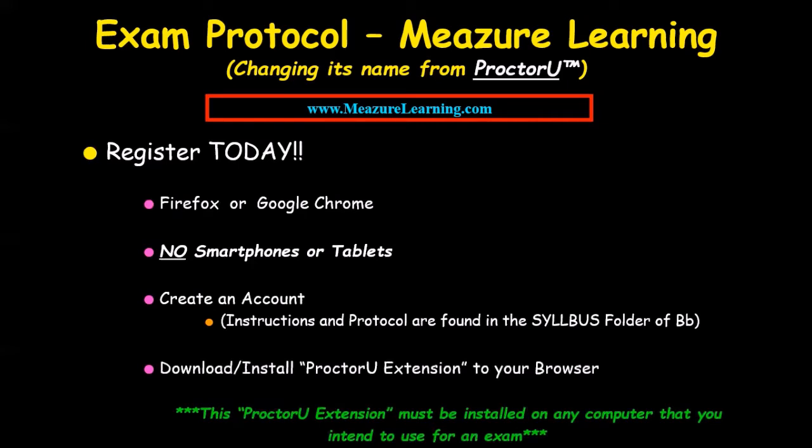You're going to have to download and install the so-called Proctor U extension to your browser. The browser can only be Firefox or Google Chrome, and you're going to need to do this with each one of the computers. So if you get a new computer, or you end up using your parents' computer, not your computer, you have to make sure that it's installed on those computers also. Okay.